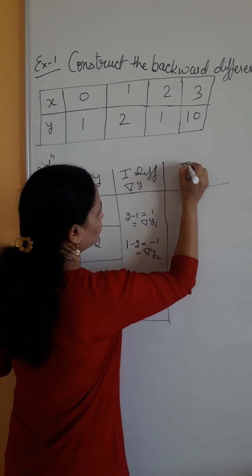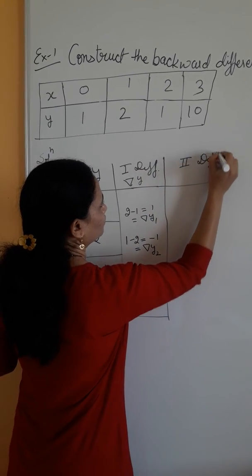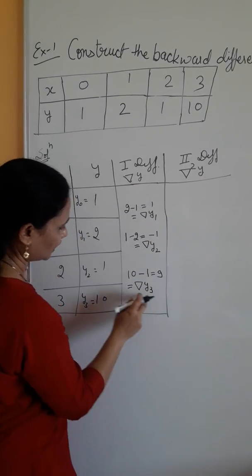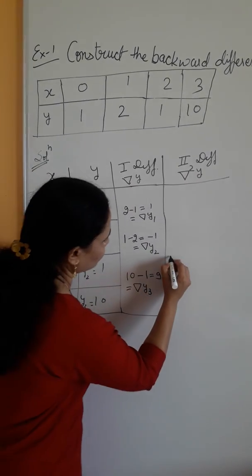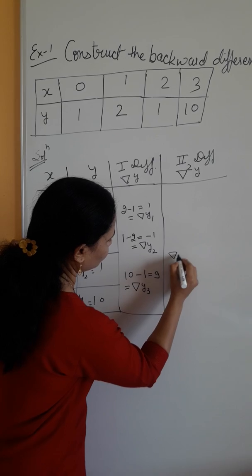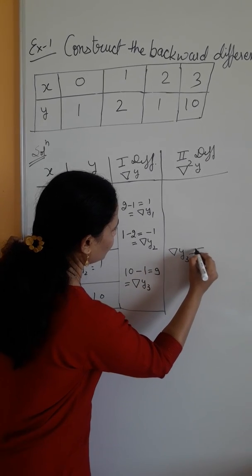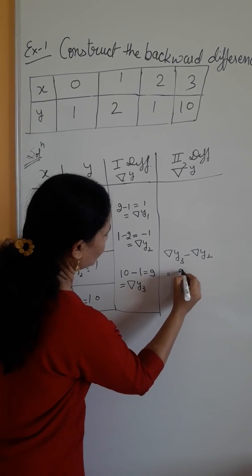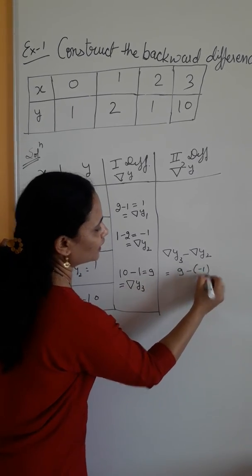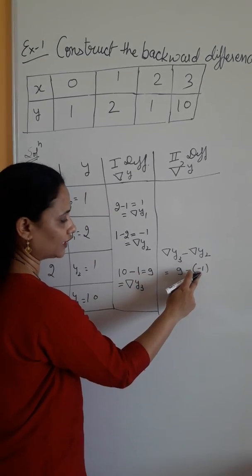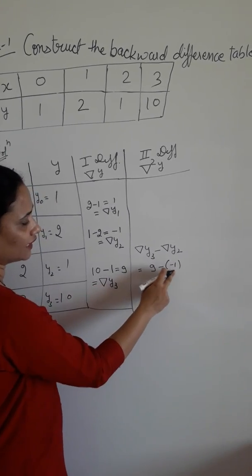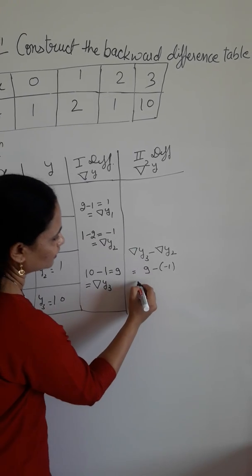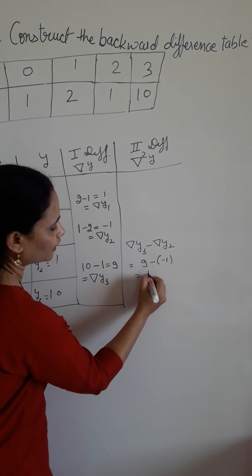Then the second difference, nabla square y. So let's start with the final value again. Let's write it in this form, nabla y3 minus nabla y2. What is this equal to? 9 minus of minus 1. Please be careful while taking the signs, otherwise it will give you wrong values. 9 minus of minus 1, that is 9 plus 1, 10.